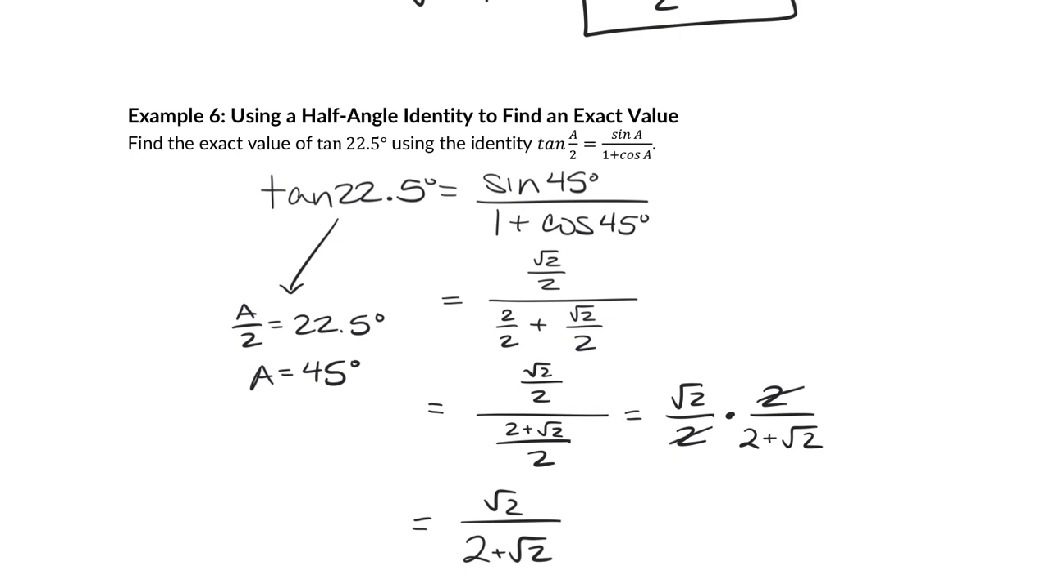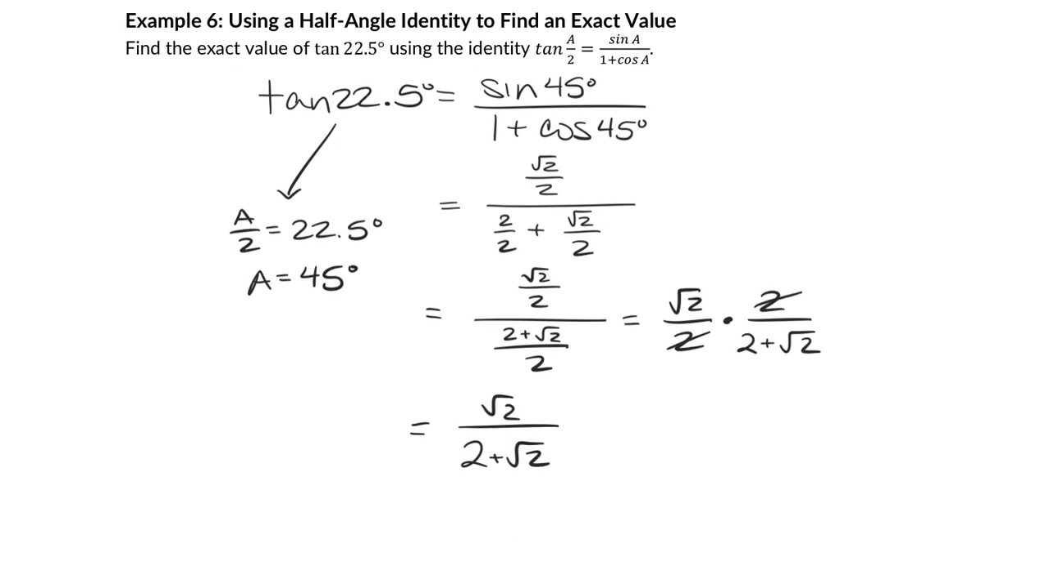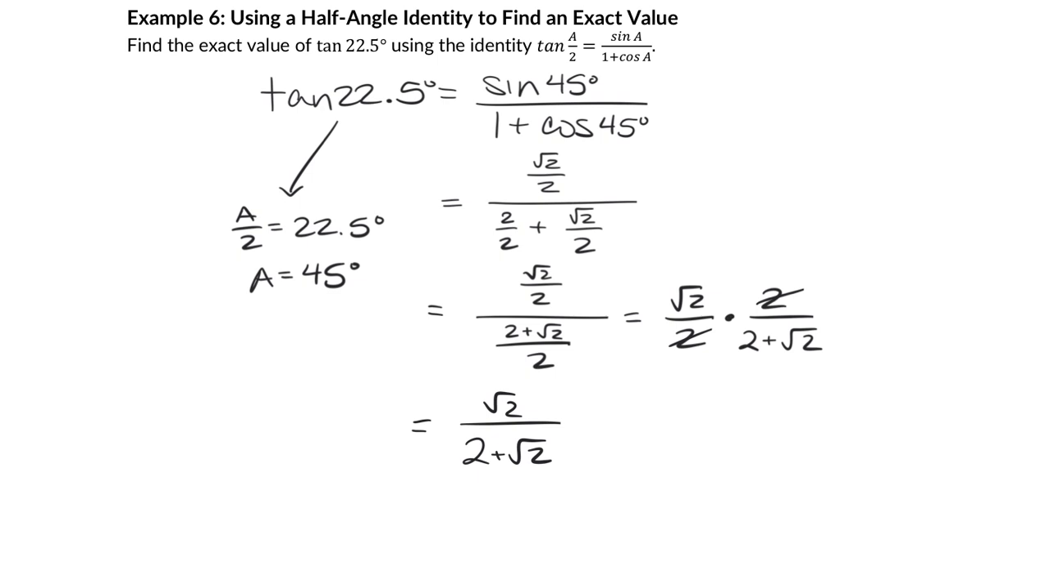So to finish this one off, following the algebra rules we've learned, to rationalize this denominator, you have to multiply by the conjugate of that denominator.